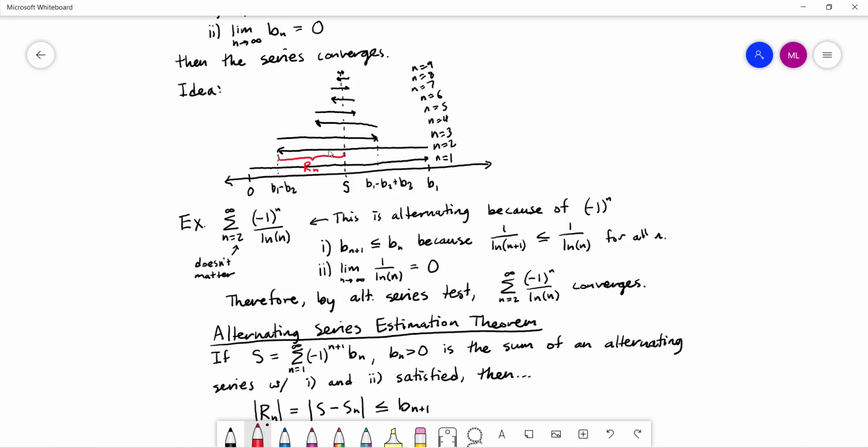This distance has to be less than b3, which is this length right here. And really, I should write this as R2. The error is going to be less than whatever the size is of the next term that we would be adding in. That makes sense because these have to be decreasing so that we are continually zooming in. At any one of these points, I'm going to be off by a distance from the true value that's less than the length of the next arrow.